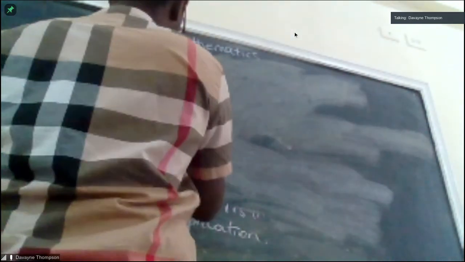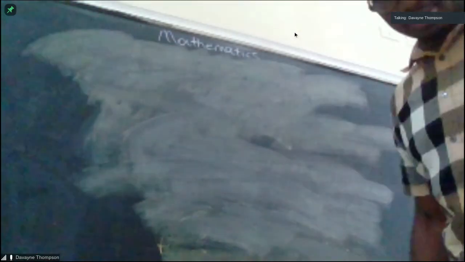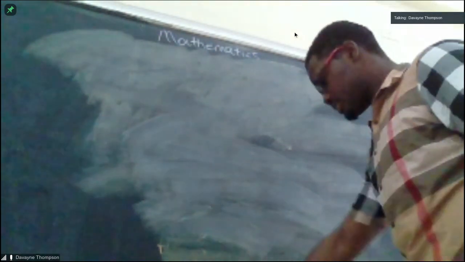Alright, so those were the identities of addition and multiplication. The next thing we're going to learn is the inverse. So we're going to learn now about inverse. What comes to mind when you hear inverse?